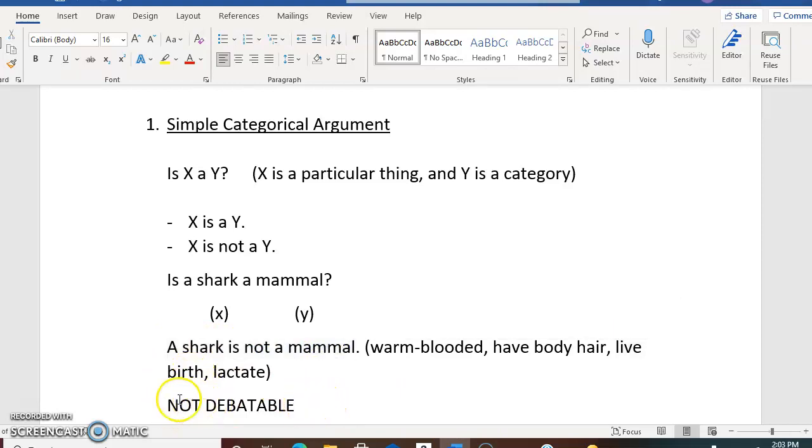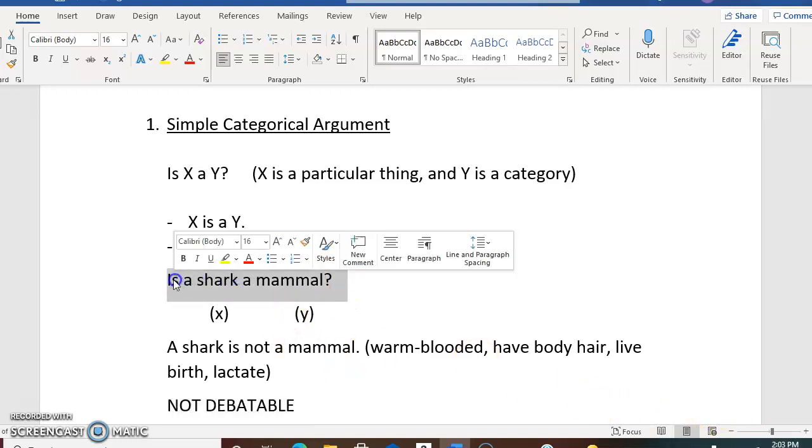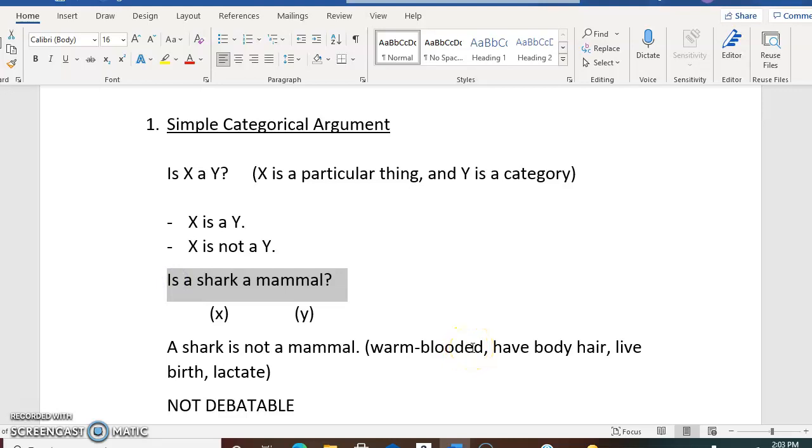And this is something you need to understand about the simple categorical argument. Simple categorical arguments are not debatable. That means there is a correct answer to this question. We can't really debate it. I mean, you could say that a shark is a mammal, but you'd be wrong.